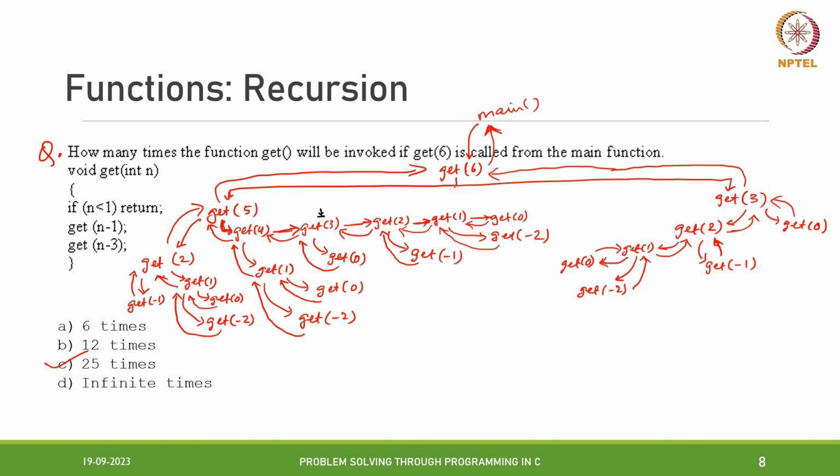Now we need to run get of 0, because n is 3, so n minus 3 will be sent to the second statement. The second statement will result in a get of 0, which, if you run get of 0, immediately it will come back, because it is a simple return 0. It fulfills the condition, so there will be return 0. It will just come back to get of 3 again. Okay, so this part for n minus 3 for get of 3, is it clear how it happens?